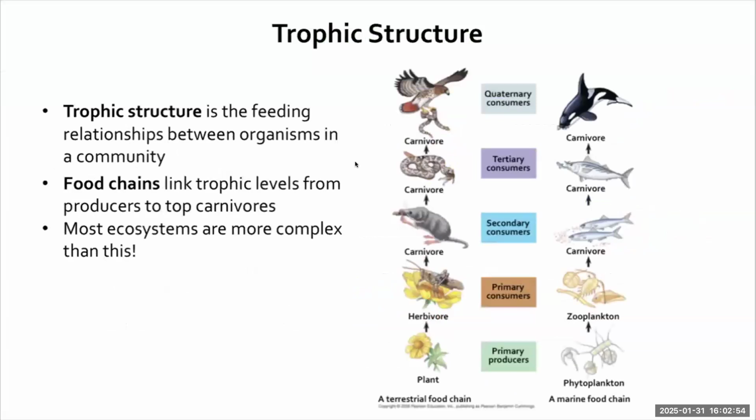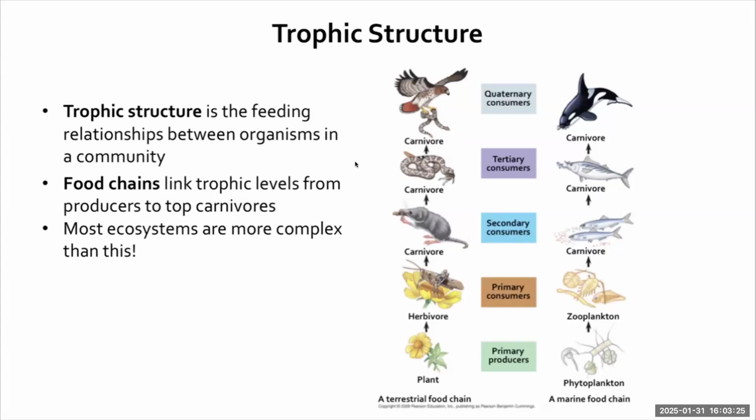Now, one of the areas that we want to consider these energy transformations is through feeding relationships. Trophic structure describes just that, feeding structure. These are the feeding relationships between different organisms in a community. And we can look at this in a simple way. Most ecosystems are much more complex than what's shown here. But we can look at the levels at which different organisms feed in a community.